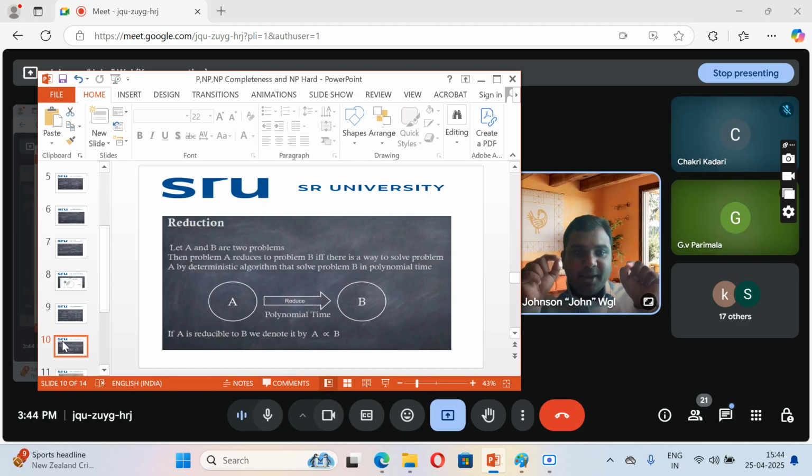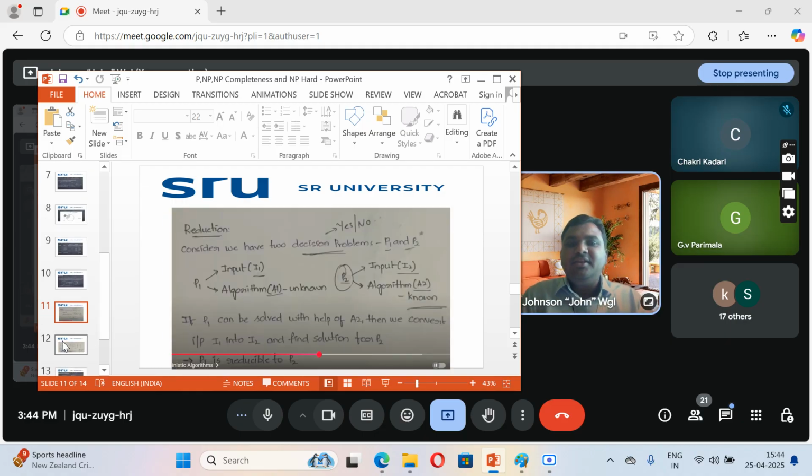It means A is proportional to B. Then how it works, we'll see. Consider we have two decision problems, P1 and P2. A decision problem means yes or no. P1 has input I1 and algorithm A1, which is unknown. I don't know it.